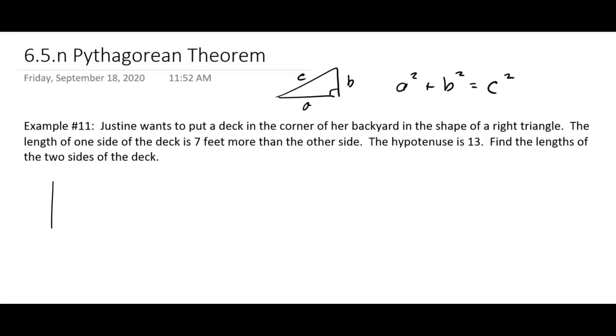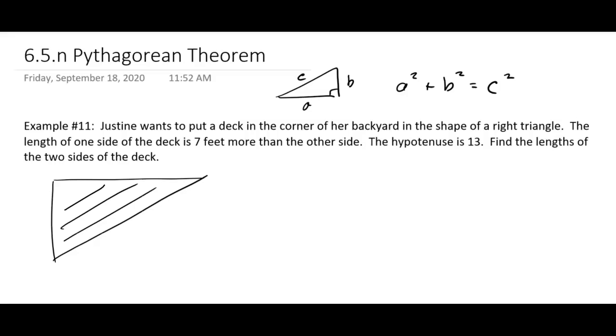All right, so Justine wants to put a deck in the corner of her backyard in the shape of a right triangle. So here's the corner of the backyard, and this is the deck. Anyway, and it's a right triangle. I put my right angle right there. The length of one side of the deck is 7 feet more than the other side. So one side is x, and the other side is x plus 7. The hypotenuse is 13. I'm assuming 13 feet. I typed these out of the book. Okay, find the lengths of the two sides of the deck.